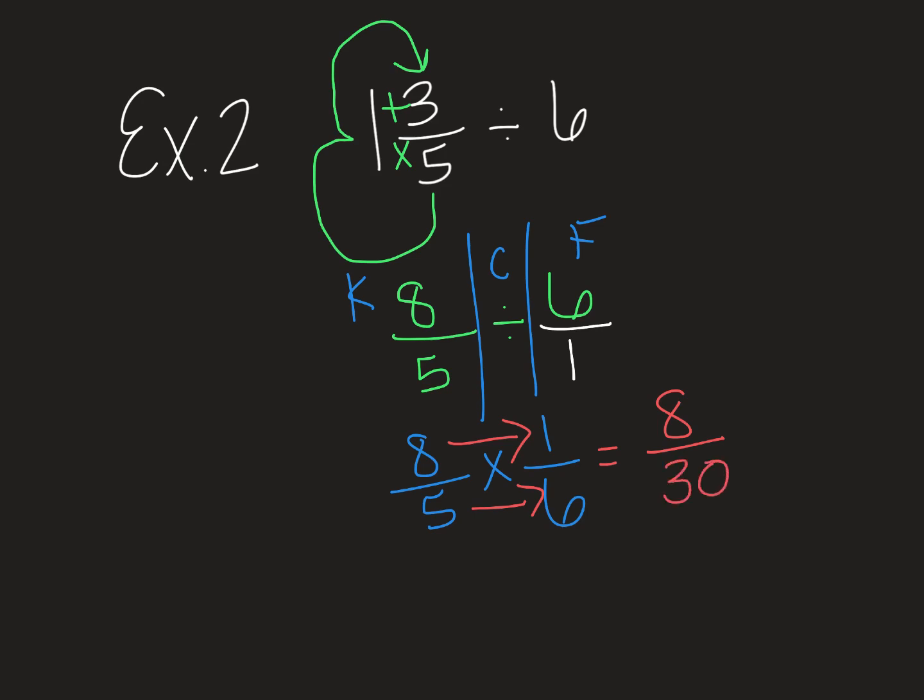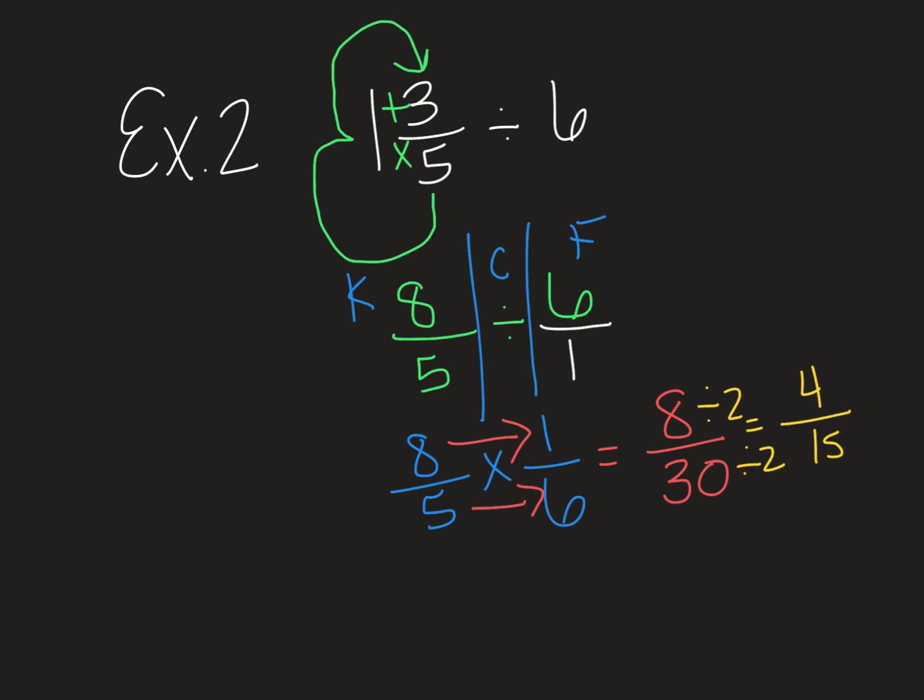Okay, let's figure out how we can reduce this fraction or simplify this fraction. What can I divide both of these numbers by? Well, I can divide this one by 2, and when I do, it gets me 4. 30 can also be divided by 2, and it gets me 15.